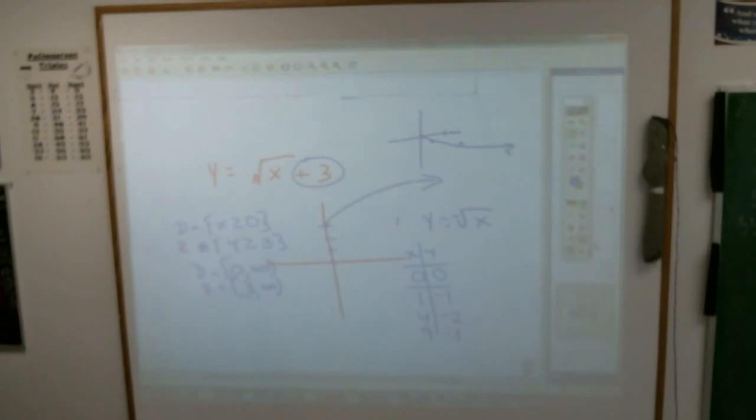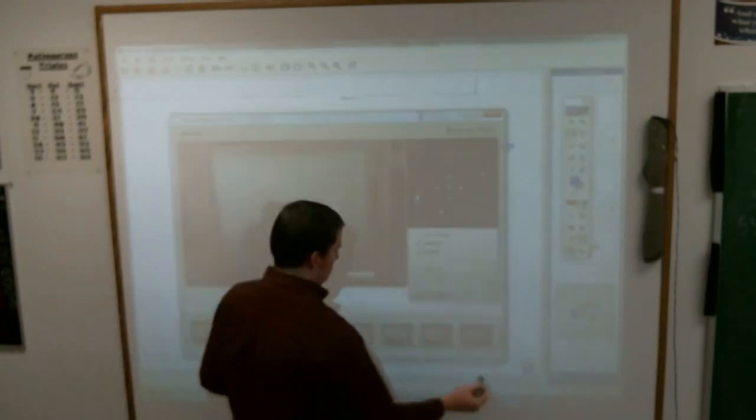Alright, so just make sure you list the domain and the range of those things, and please list them in both interval and inequality notation.